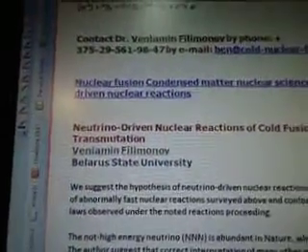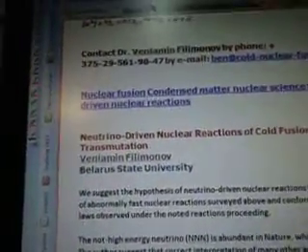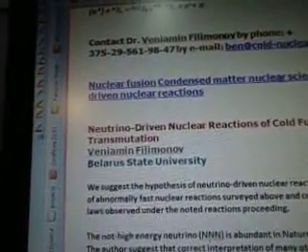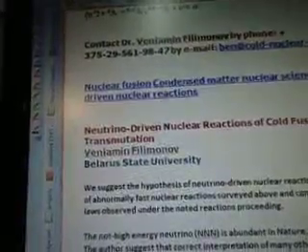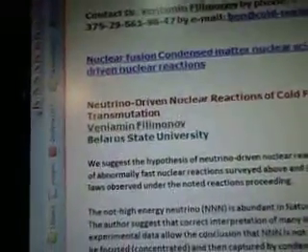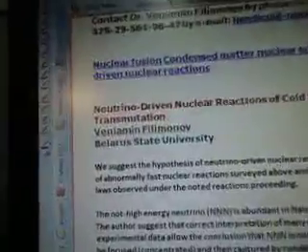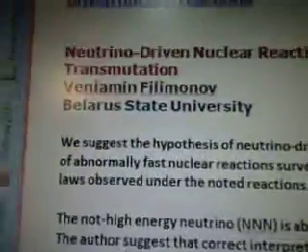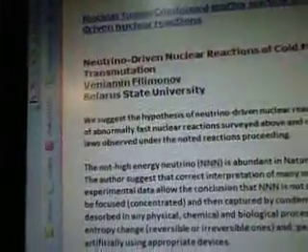I found this to be quite interesting. I was trying to see if a neutrino could be processed within a nuclear reactor, and that's what I was looking for. And I found it. So this is neutrino-driven nuclear reactions of cold fusion and transmutation. And it's written by Veniamin Filimonov, and he's at the Belarus State University.